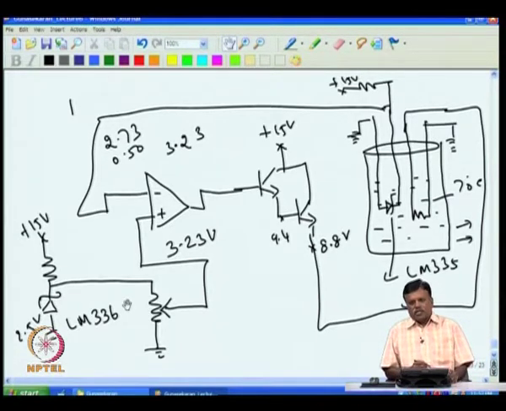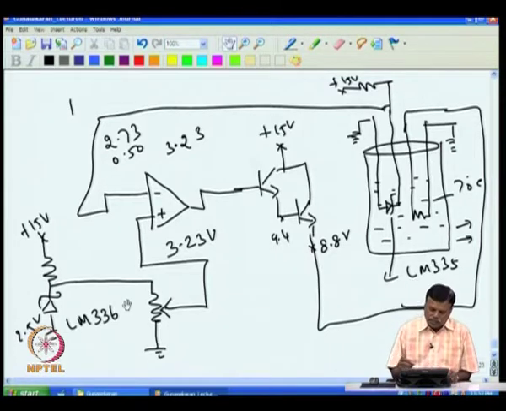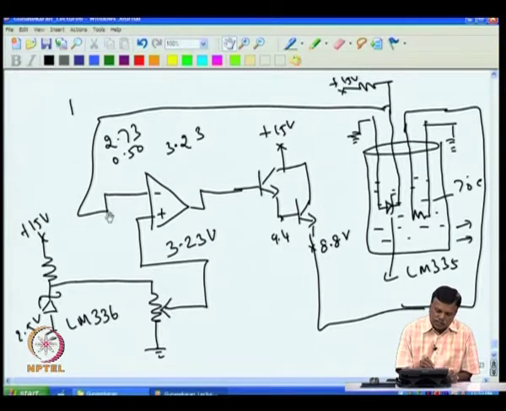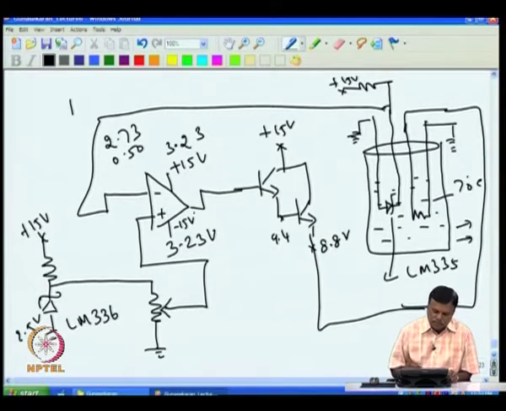Let us see how this works. We have sensed the temperature here. For example, in the morning when you come and switch on, the water will be at room temperature, which is roughly 25 degree C. If it is 25 degree C, then obviously 2.98 volt will be at this point. We have set this one at 3.23 volt. That means the plus is higher and the minus is lower, and this op amp is supplied with plus 15 volt and minus 15 volt.